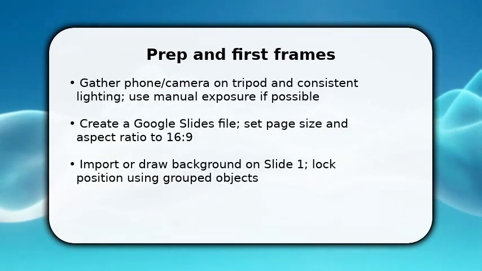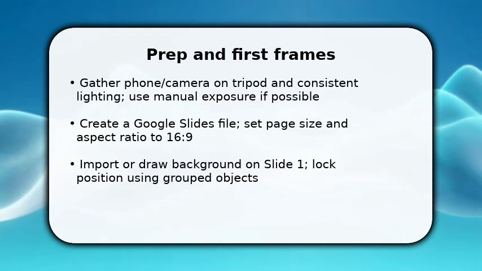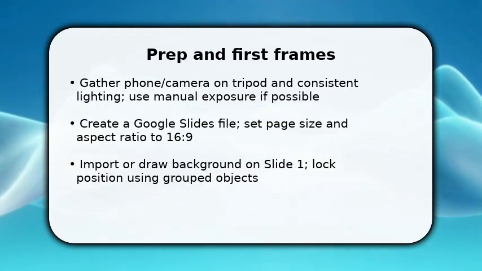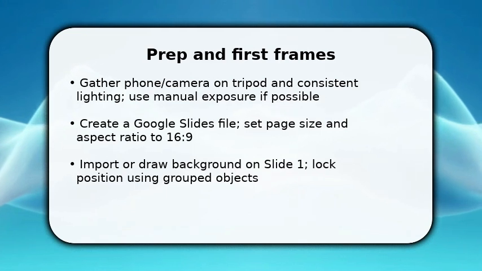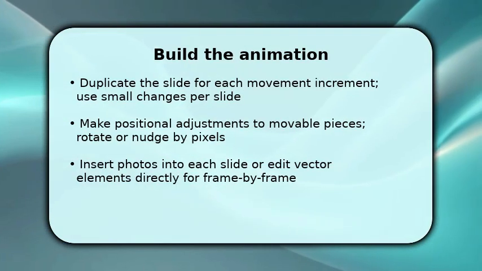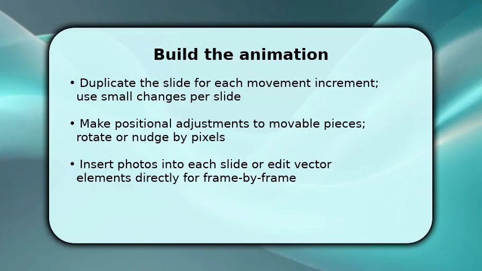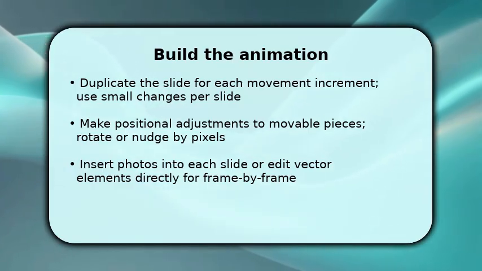Next, place your first pose elements and take a clear photo. Save it and insert it into slide 1 so you have a locked starting frame to build from. Once you have your base slide, duplicate it for every micro movement. Think in small increments so motion reads smoothly.